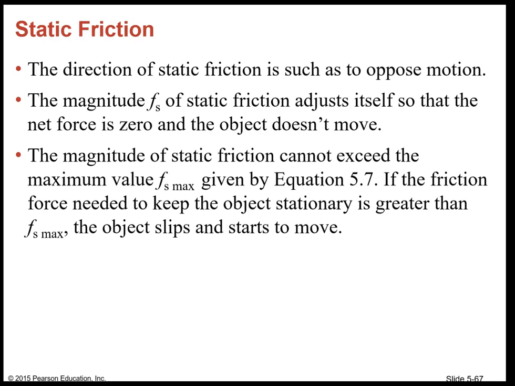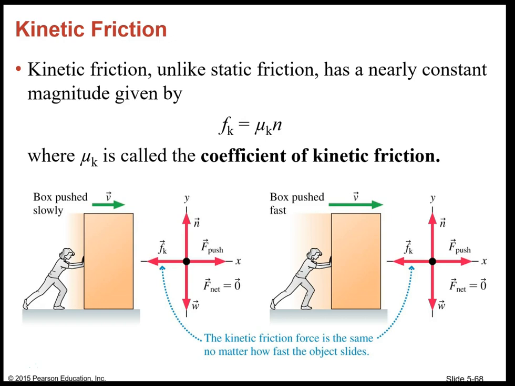It opposes motion. And the net force is 0 because the object is still not moving. So the static friction kind of fluctuates until it gets to a point where you can overcome it. And then once it moves, you get what's called the coefficient of kinetic friction. If your net force is 0, once you get it to move, your force applied is equal to your force kinetic.